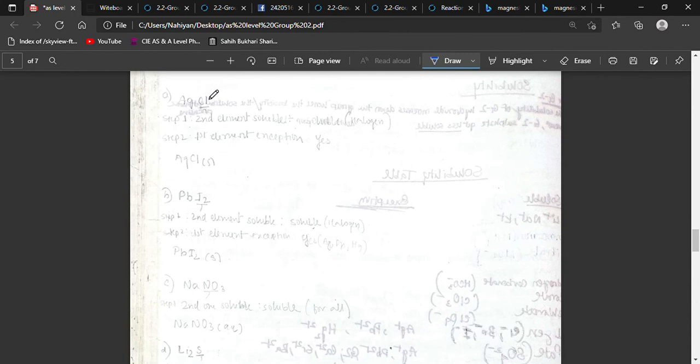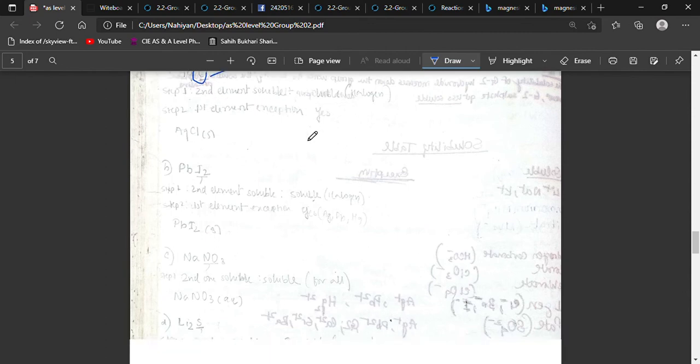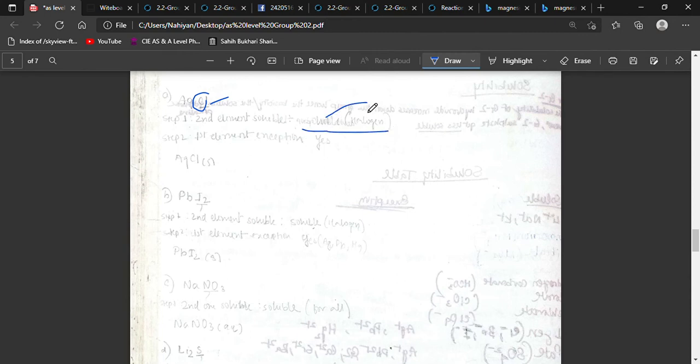Moving on to AgCl. Cl is a halide ion. So first check this. Step 1 is that the second element is soluble, and we see it is soluble because it's a halide. Now step 2 is checking whether the element attached to it is an exception or not. We know Ag is an exception, yes. So this won't be soluble. This would be insoluble, and it would be a solid. Moving on, we have PbI2. All halide ions are soluble, so we first consider this compound to be soluble, and then we check whether this is an exception, and we find that lead is actually an exception for the halide ion. So this is also solid, not an aqueous compound.